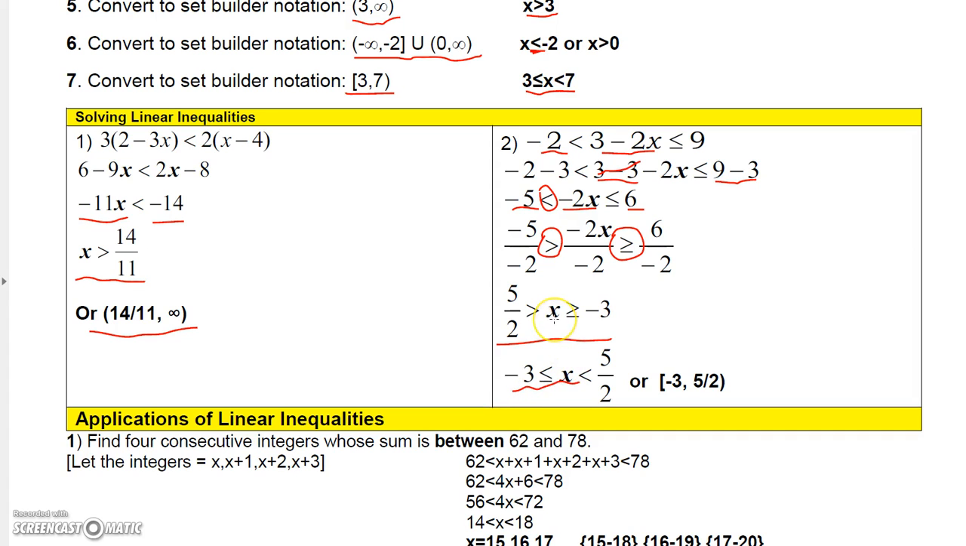And then continue reading right to left. x is less than 5/2. So x is less than 5/2 there. So we have x is basically greater than or equal to -3, and it's less than 5/2. And so that's the interval notation there. Now I didn't show you any number lines here because I did that on some earlier videos, but if you want to shade the number line, you can do that.